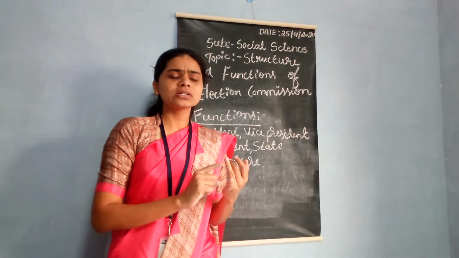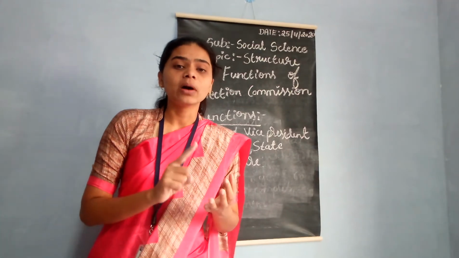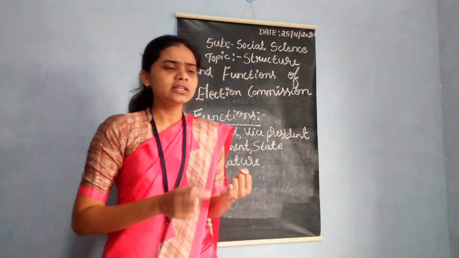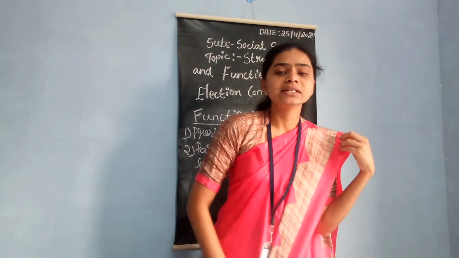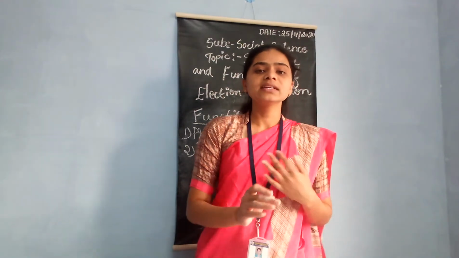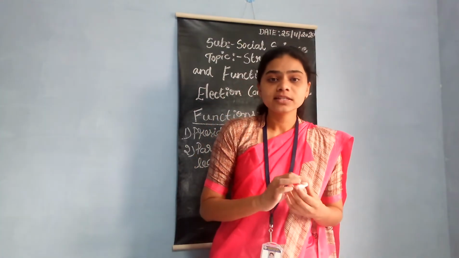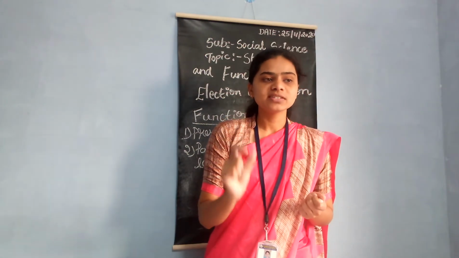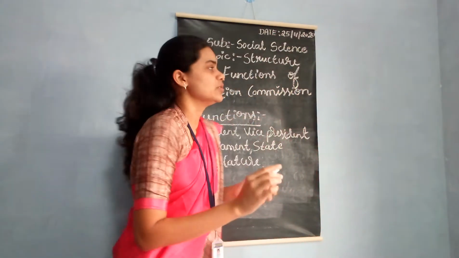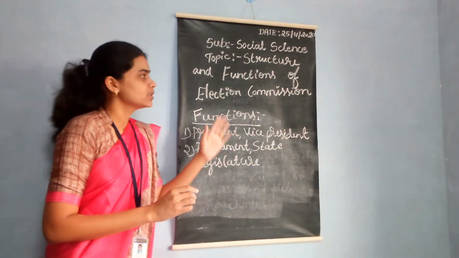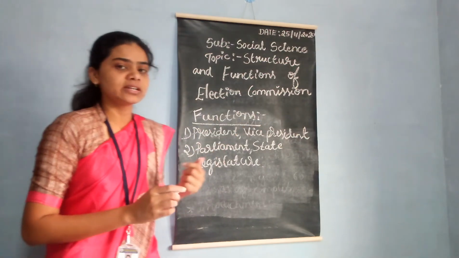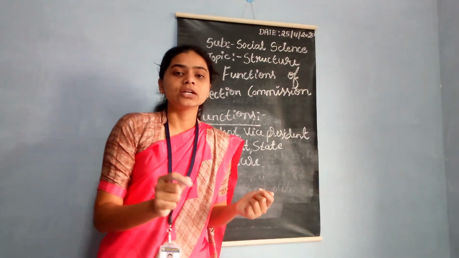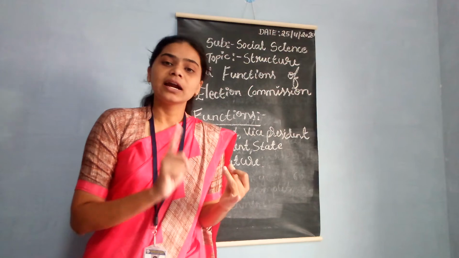Next, another important function of this election commission is that it has the power to declare the date of the elections. Yes, children, in the country no other political leaders or political parties have the power to fix the date of the elections. The only authority who can fix the date of election is the election commission. You have to remember that. It is the only authority to fix the date of the election. On the particular day the election will be conducted.